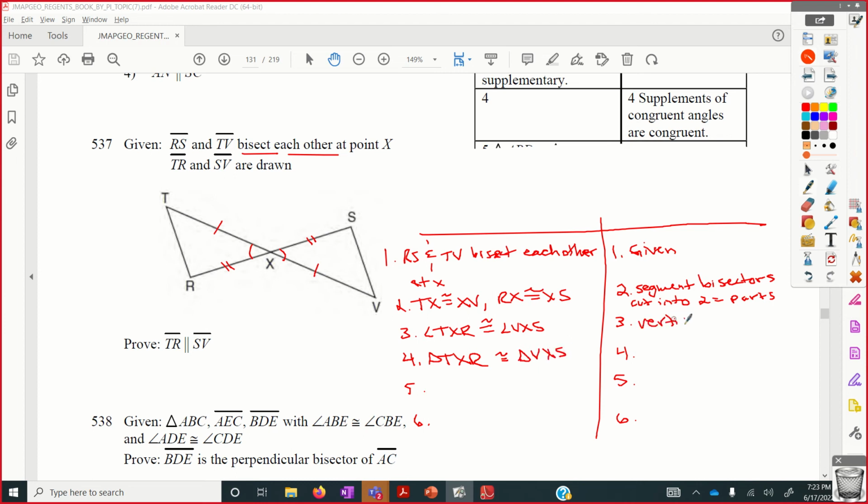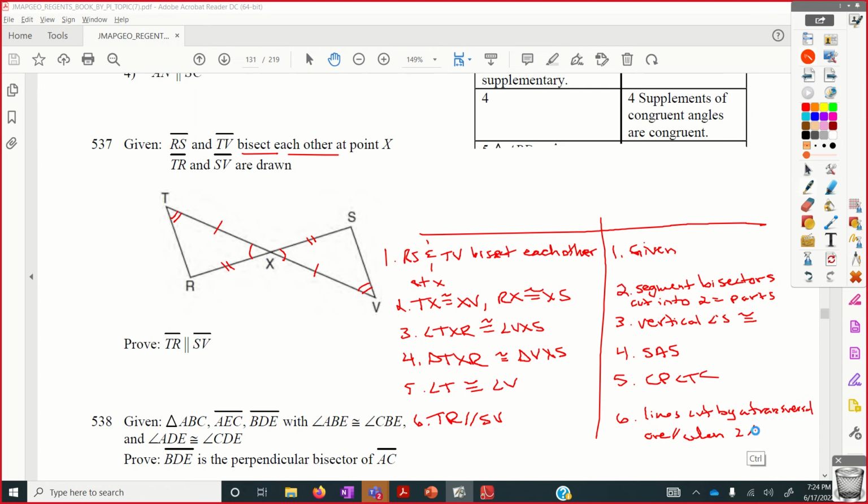All right. And this is going to be SAS. Then we just need one set of alternate interior angles congruent. So we can say angle T is congruent to angle V. This is with CPCTC. And then we can say the proof statement that TR is parallel to SV because we have lines cut by a transversal are parallel when the two alternate interior angles are congruent. And if you wrote down two parallel lines cut by a transversal, that's fine. Okay?